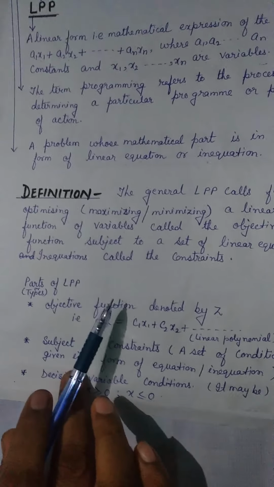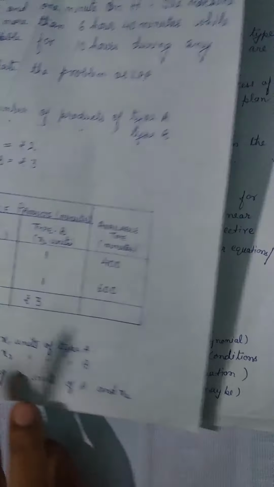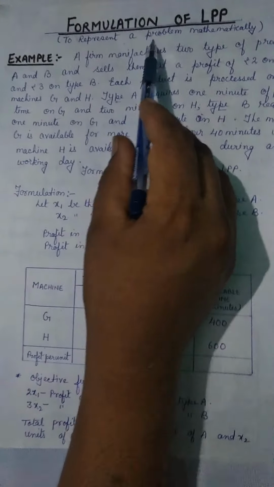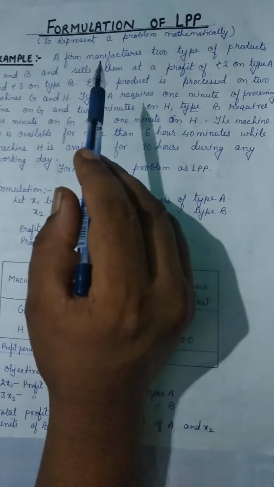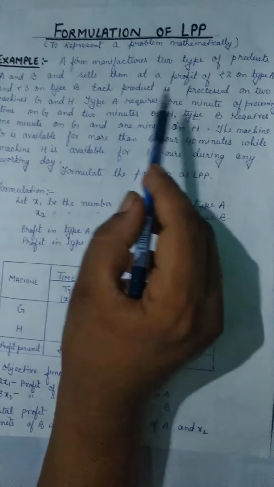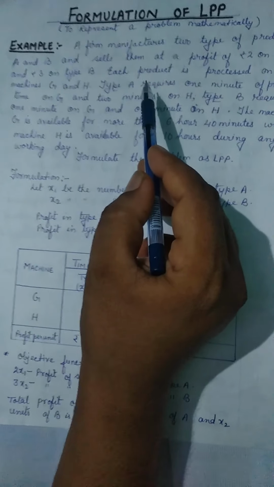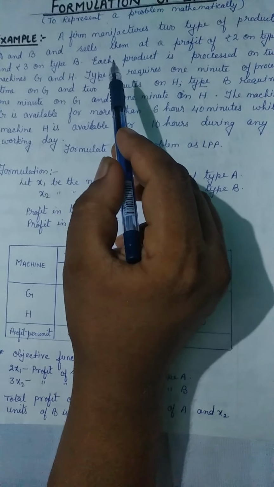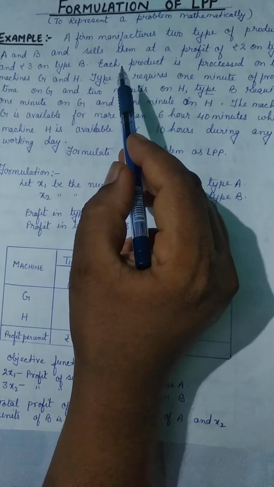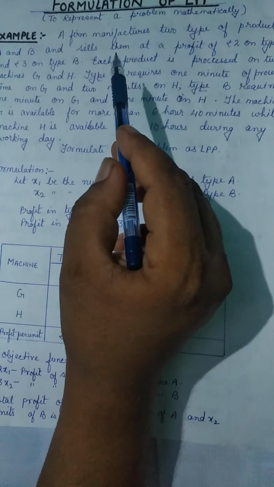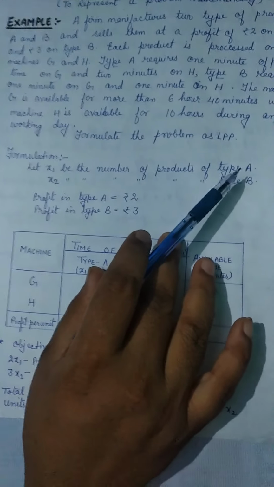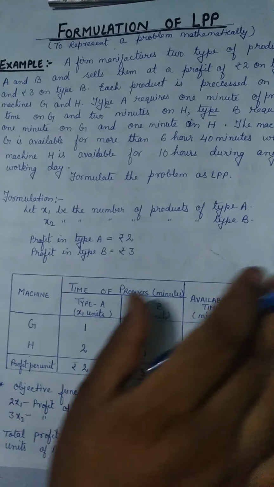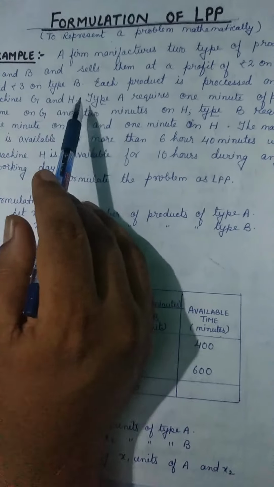Now we will see the formulation of linear programming problem. Formulation means to represent a problem mathematically. It is important to organize a problem which can be handled by the method of linear programming and then to formulate its mathematical model. Let us go through one example to be more clear in the formulation of LPP.